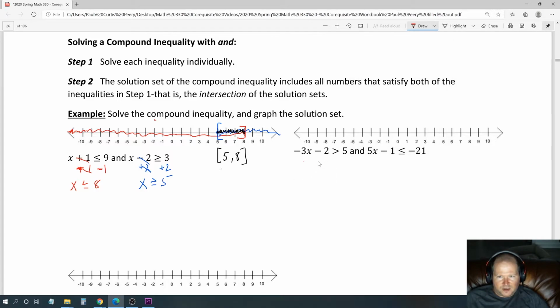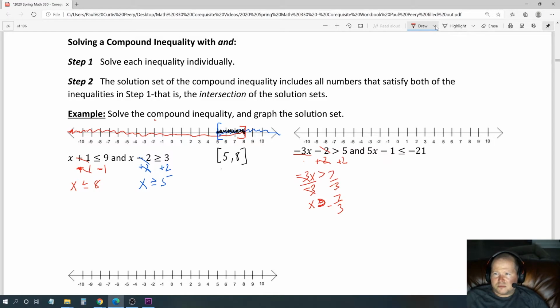Okay, let's try this again. Again, we're going to solve both of the inequalities separately, graph them separately, and then, because we're dealing with the "and", we're going to be interested in where they overlap. So we're going to get this negative 3x out of the way by adding 2, cancel, cancel. Negative 3x is greater than 7, divide by negative 3, cancel, cancel. x is going to be 7 divided by negative 3, so negative 7/3.